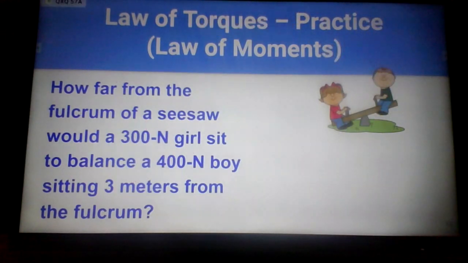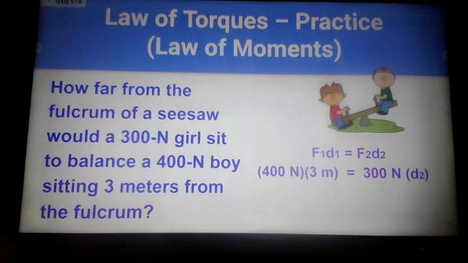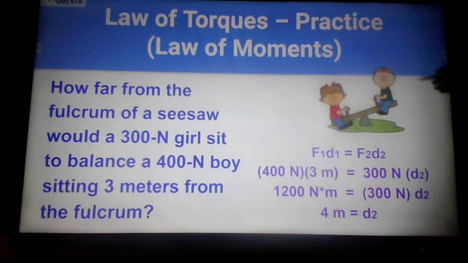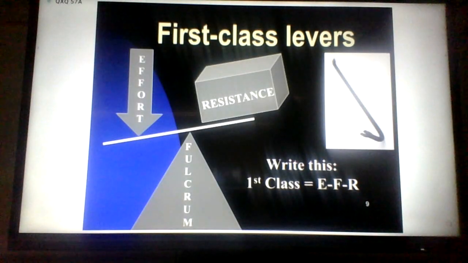Now, assuming I didn't make a goof, here we go. 400 newtons times 3 meters equals 300 newtons times the distance of the boy on the right side. 1,200 newton meters equals 300 newtons times D2, and there we go. 4 meters equals D2. So the boy would have to sit 4 meters away from the fulcrum, which would be here, in order for this to be straight across and balanced. Ready? Of course, practice problems are coming.